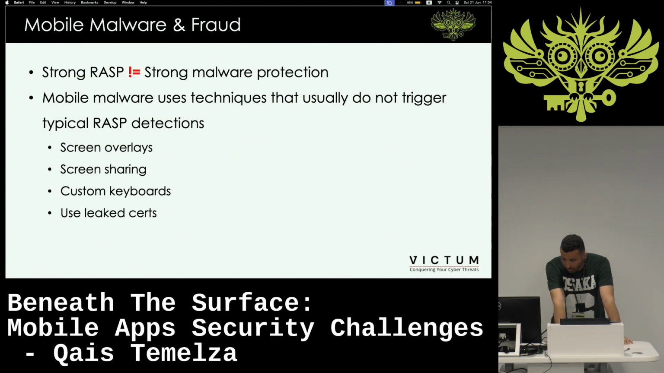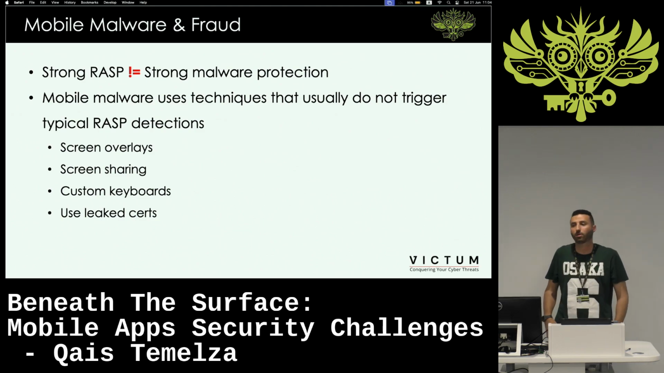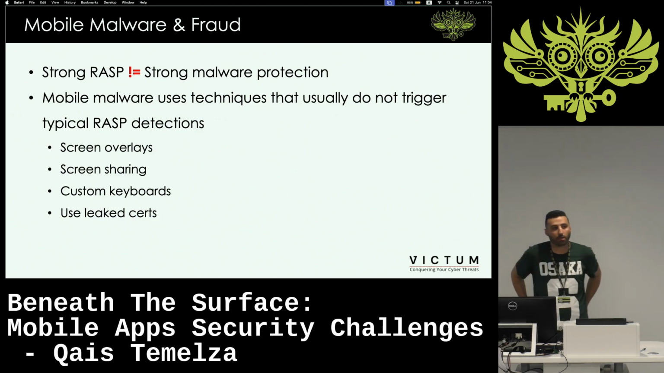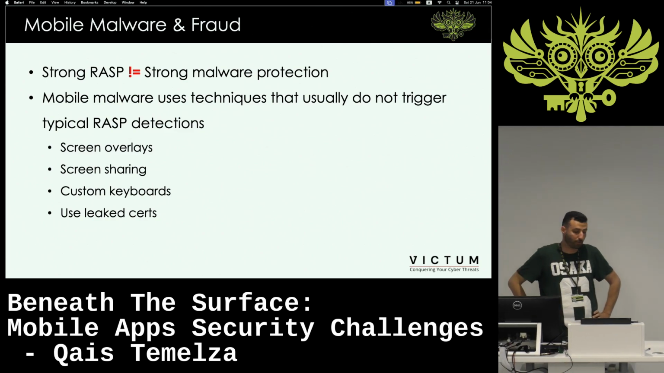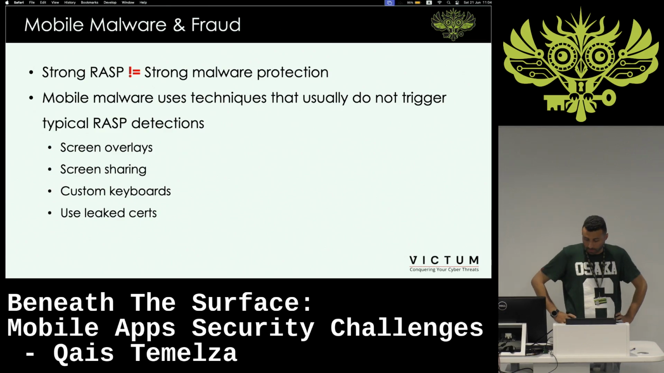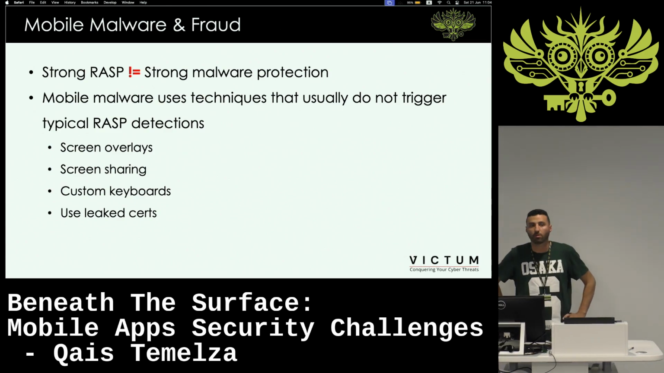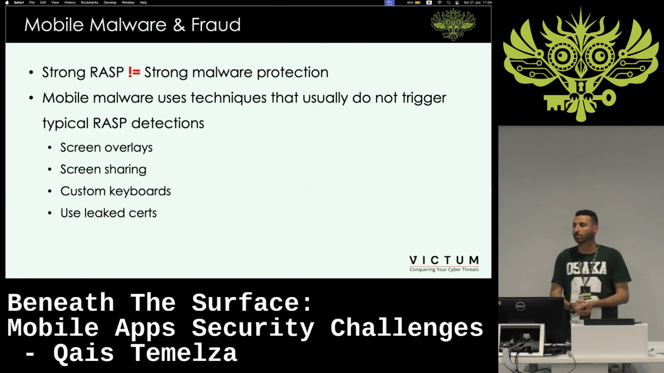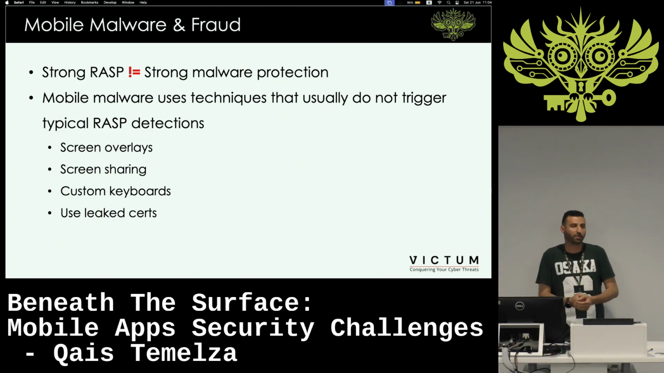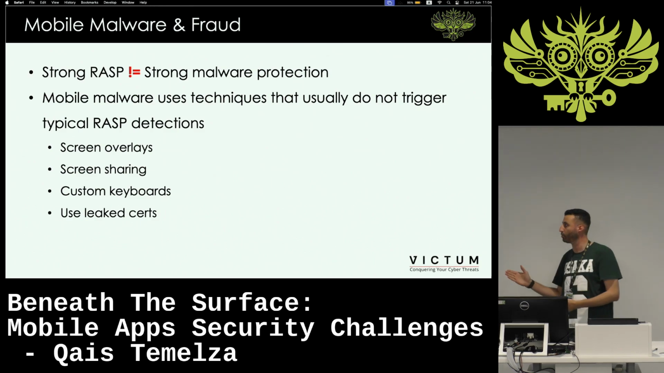Another challenge is mobile malware. Mobile malware has become a really big problem lately, especially on Android, and also on iOS. But the problem with malware is that you think, I have RASP protections, I'll put everything into the app and all of that. But that doesn't mean you have good malware protection.